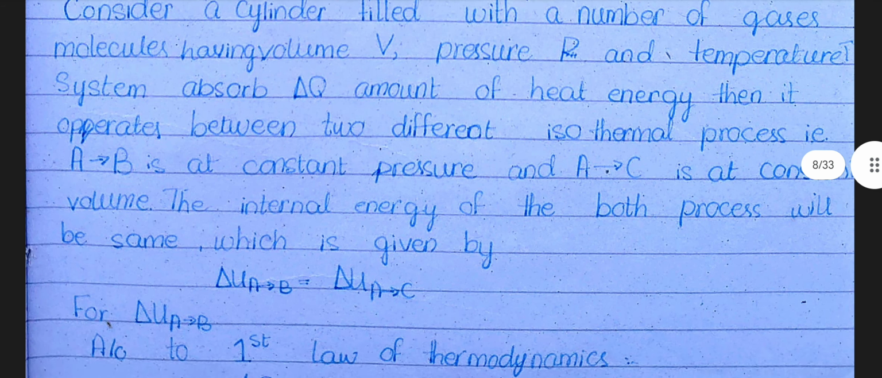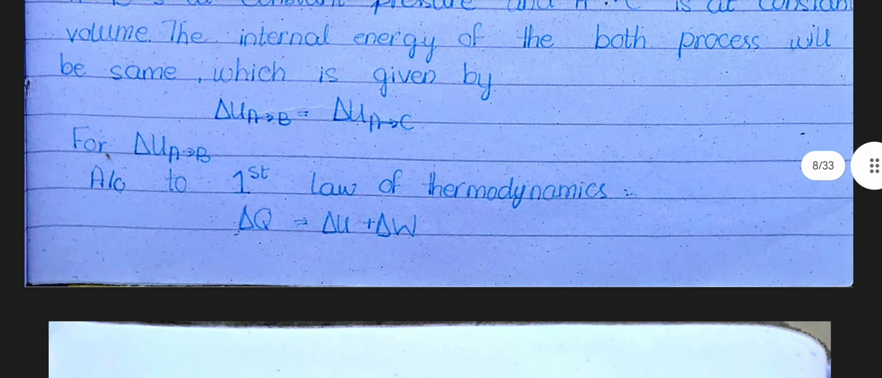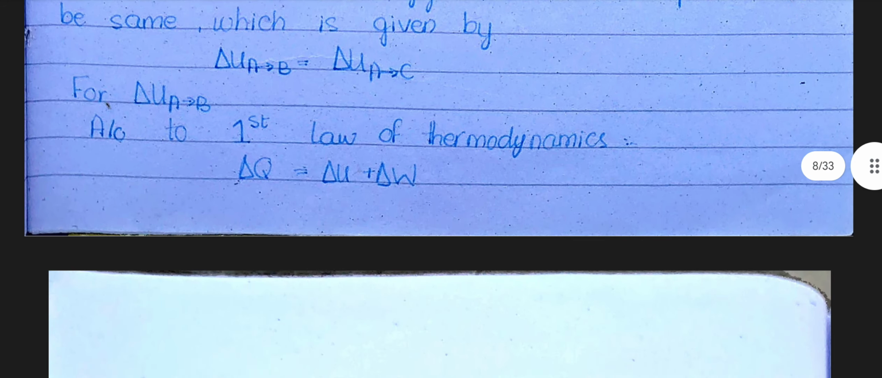The internal energy change of both the processes will be the same, which is given by delta U A to B is equal to delta U A to C. For delta U A to B, according to the first law of thermodynamics, delta Q is equal to delta U plus delta W.